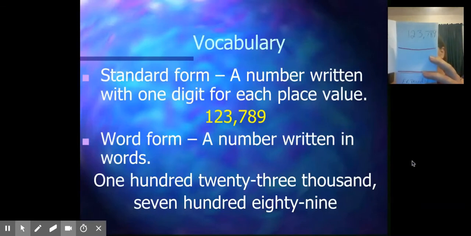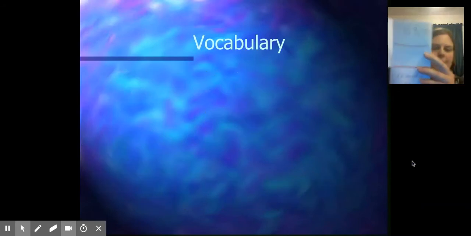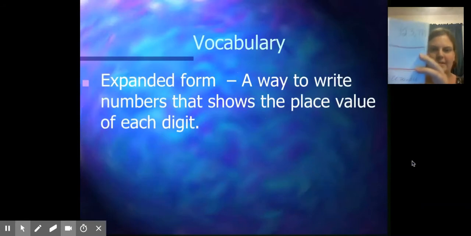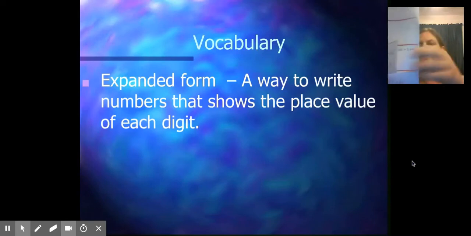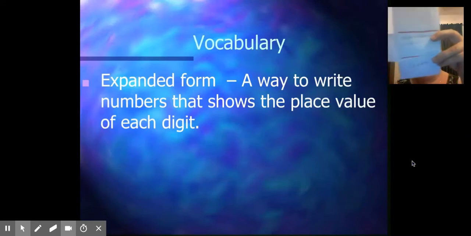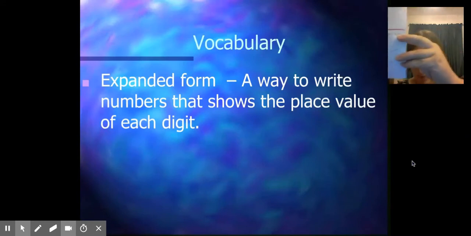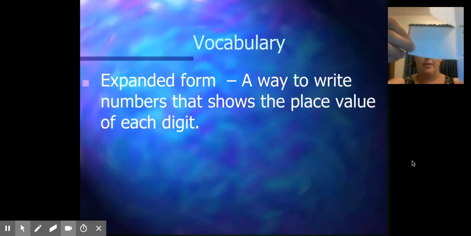Our third definition of today is expanded form. It is a way to write numbers that shows the place value of each digit. So it's going to go right here, your super duper definition. Oh, because it's backwards, I'm a little lost. Okay, it's going right here. And then your example is going to go right next to it. I know it's hard to see this, but I'm going to show you what I mean.